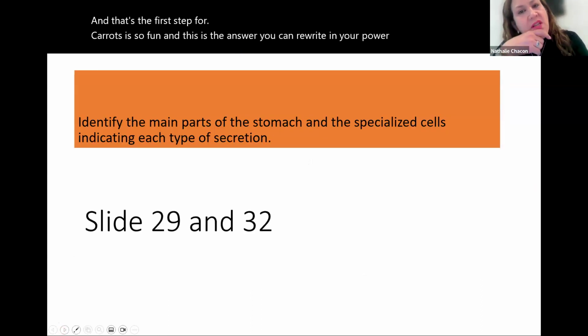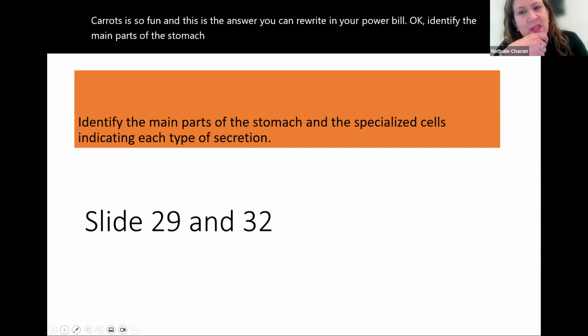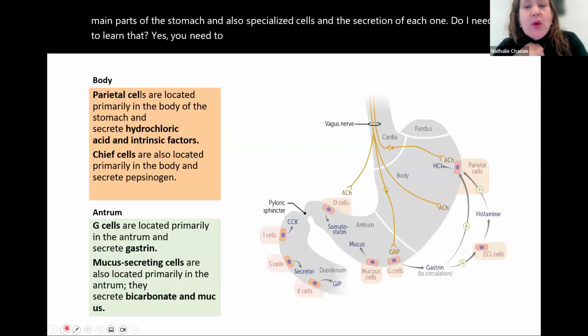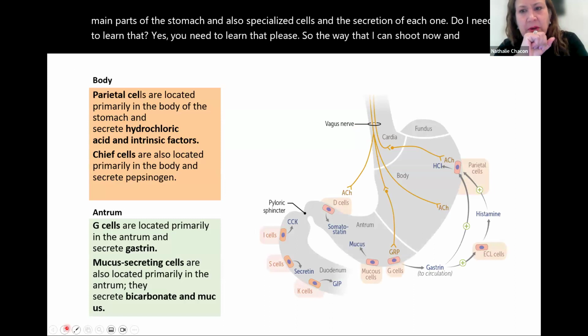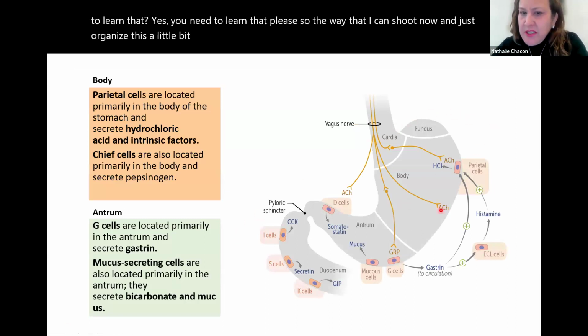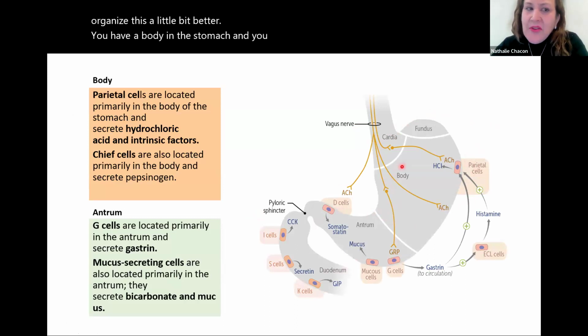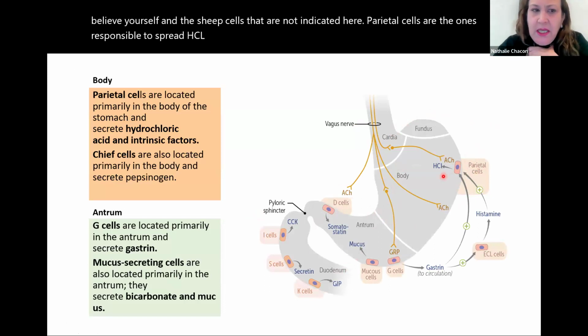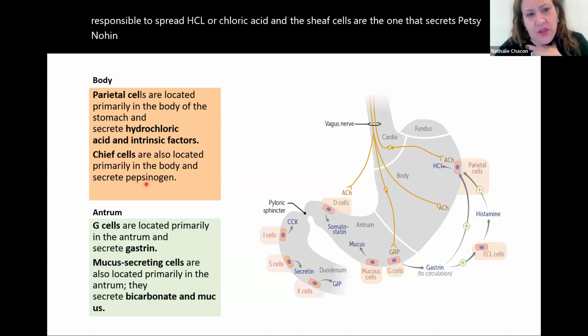Okay, identify the main parts of the stomach and also the specialized cells and the secretion of each one. Do I need to learn that? Yes, you need to learn that, please. I just organized this a little bit better. You have a body of the stomach and you have an antrum, right? On the body, you have the parietal cells and the chief cells that are not indicated here. Parietal cells are responsible for secreting HCl, or hydrochloric acid, and the chief cells are the ones that secrete pepsinogen, which has to do with proteins.